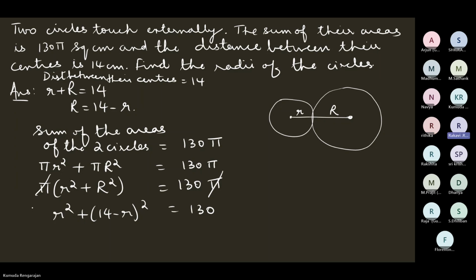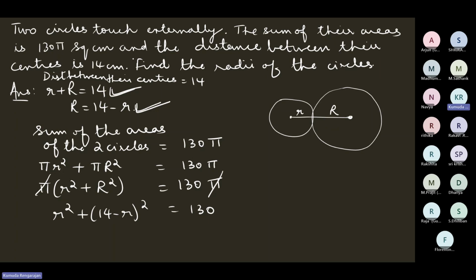Yes, ma'am. So symbolically, in words, distance between their centers is 14. How do you convert this to an equation using variables? Small r plus capital R is equal to 14. At this point, you might not know that you should write capital R is equal to 14 minus r, so you can just stop here. Now use the other information.